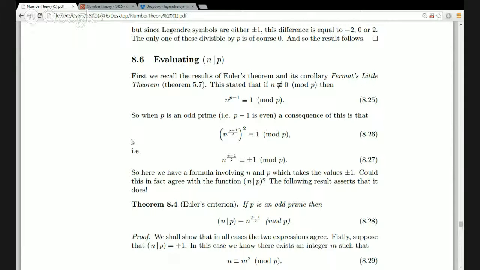So we prove this, well, first assume n is a quadratic residue.